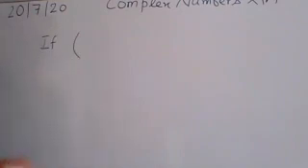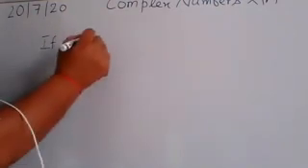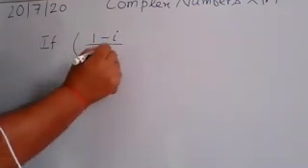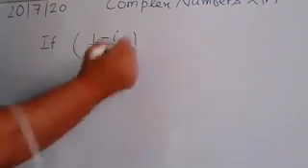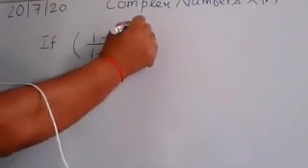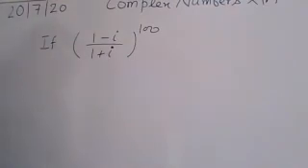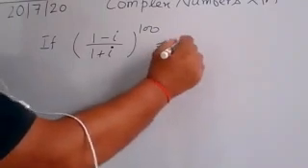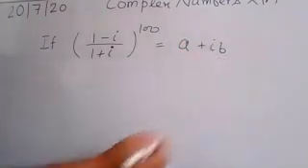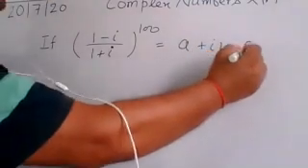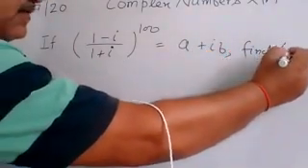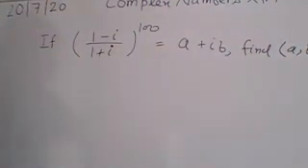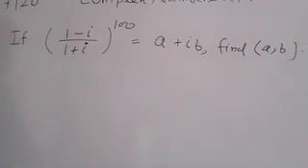If (1 minus i) upon (1 plus i), whole power 100, is equal to a plus ib, then find the ordered pair (a, b). Means you have to find the values of a and b.